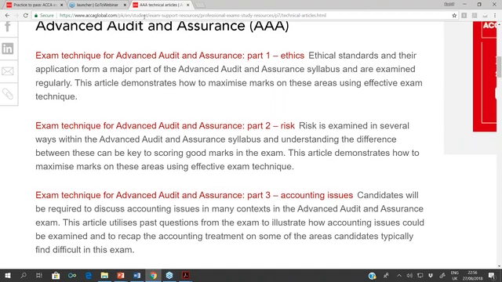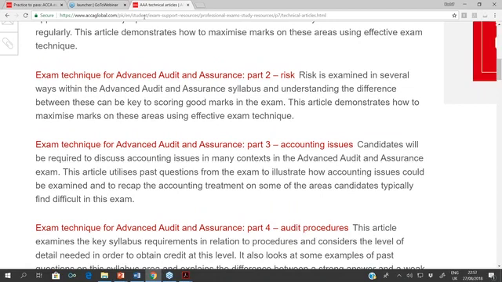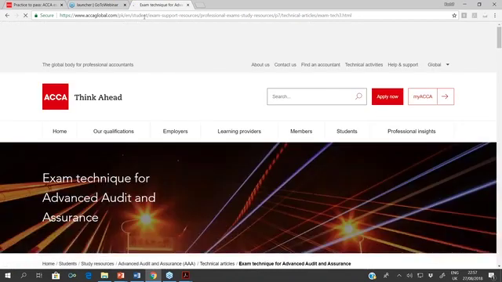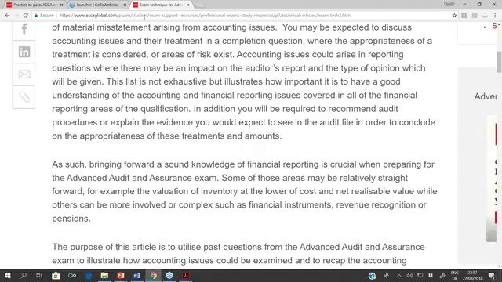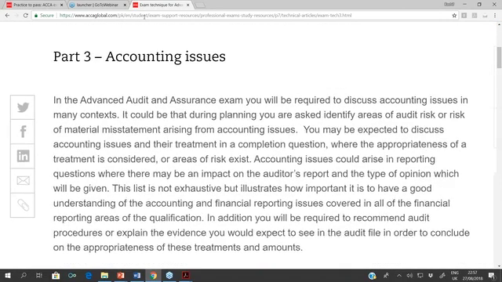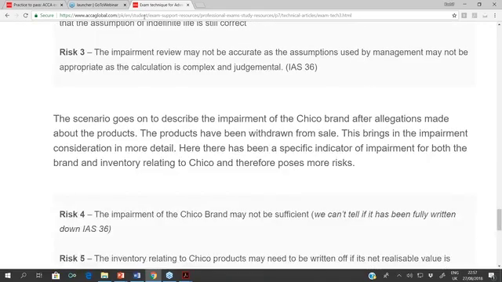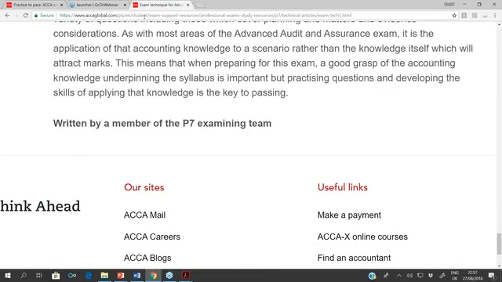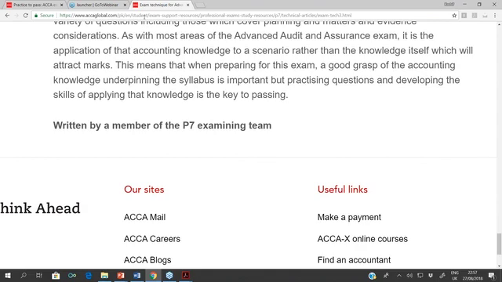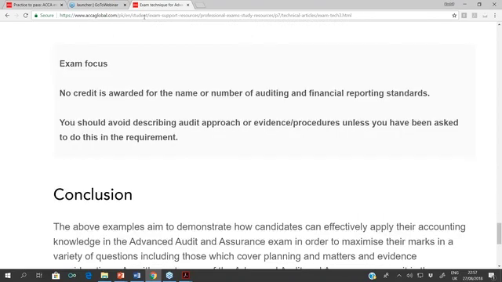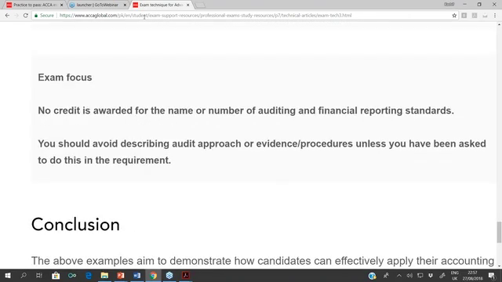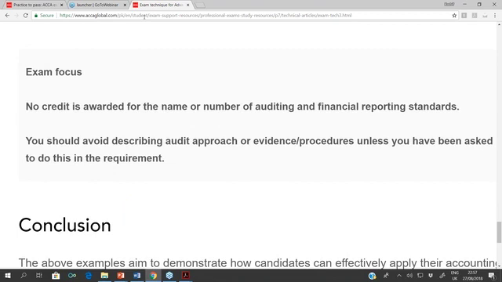See, there is a third article, accounting issues. Part 3, how to write an accounting issue, how to write a treatment in the exam paper. And this is the article where the examiner has very clearly written in the accounting issue article. See what the examiner is saying here. First read this line very carefully. Written by a member of the P7 examining team. I hope now you can trust the statement given. See this, directly from the ACCA website, directly from an examiner article. Now you have to trust it.